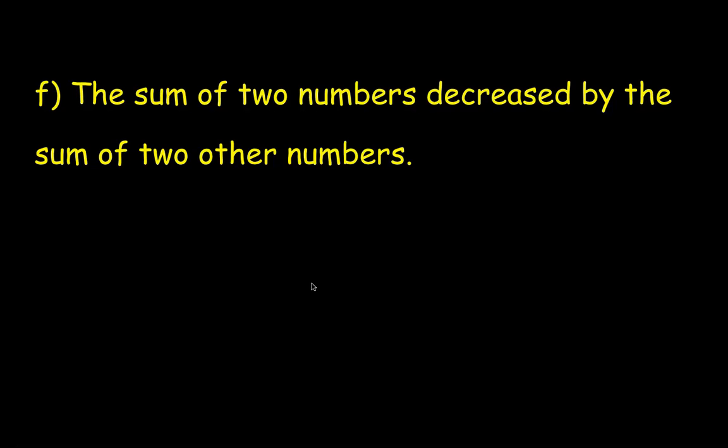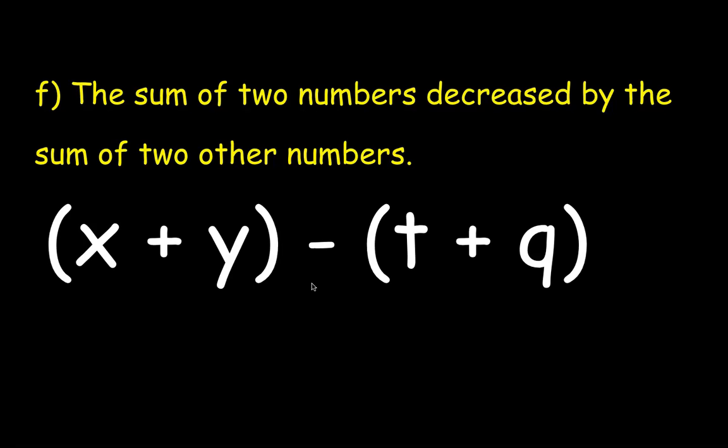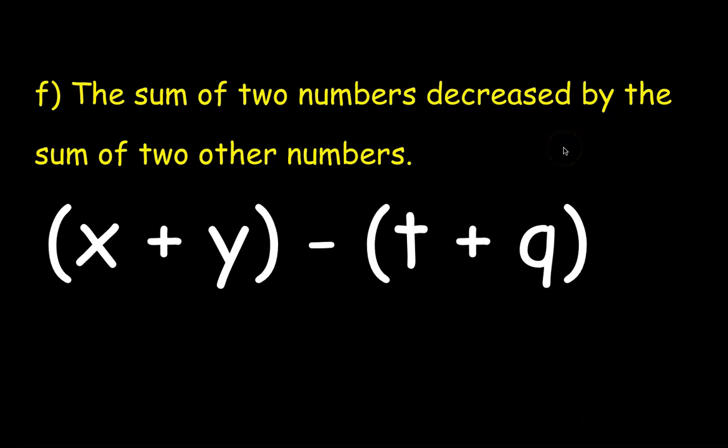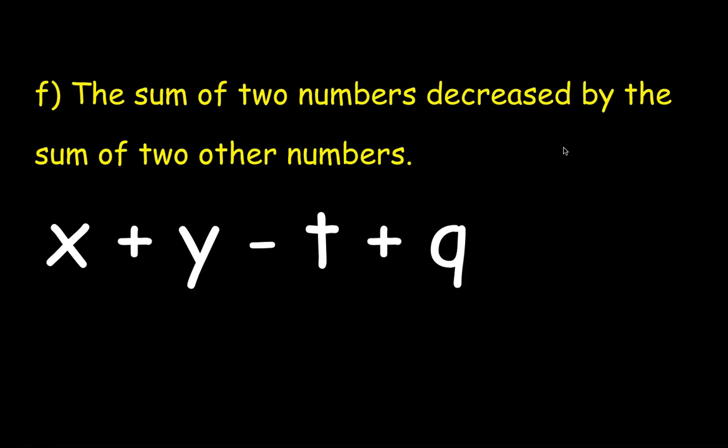The sum of two numbers decreased by the sum of two other numbers. Pause the video, resume when you're ready. X plus y, the sum of two numbers, decreased by the sum of two other numbers. You may not have put the brackets in. It's better to put them in because of the way it was worded.